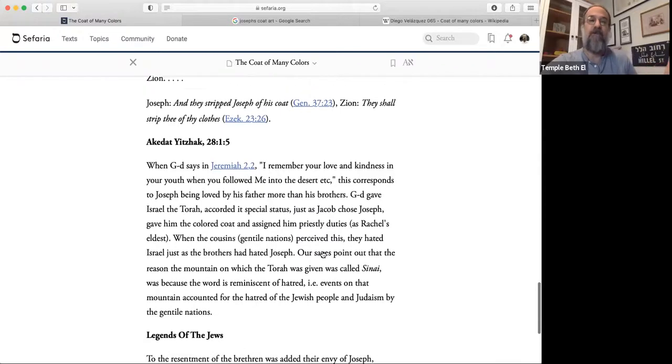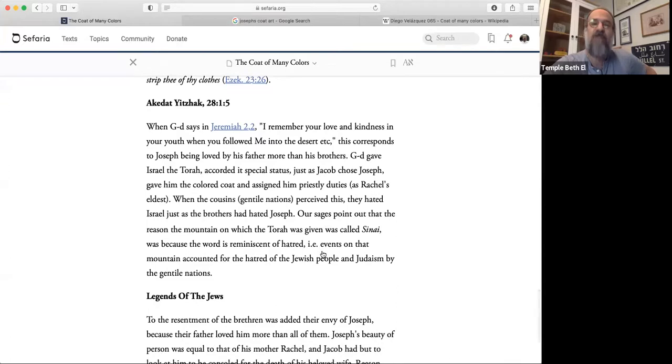Let's see a little more. When God says in Jeremiah, I remember your love and kindness of your youth when it followed me into the desert. We read that actually on Yom Kippur. Zacharti lach chesed ne'urayich. I remember the kindness that you showed me when we were young together in the desert. This corresponds to Joseph being loved by his father more than his brothers.